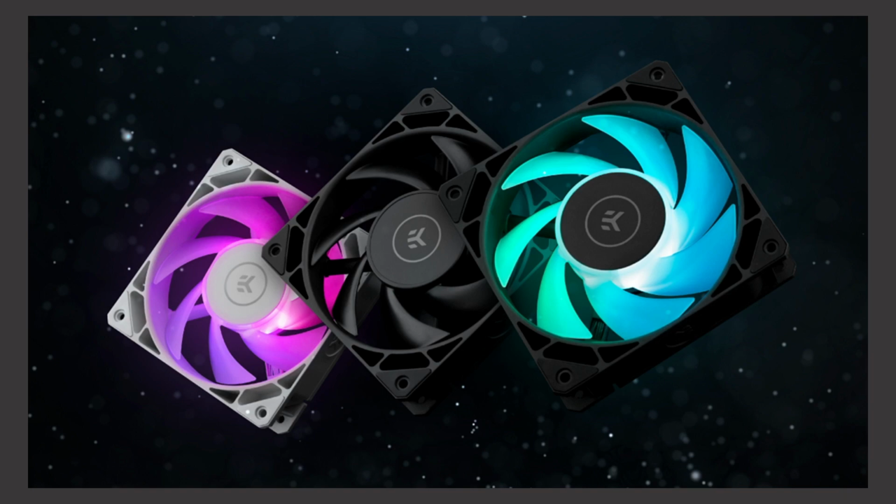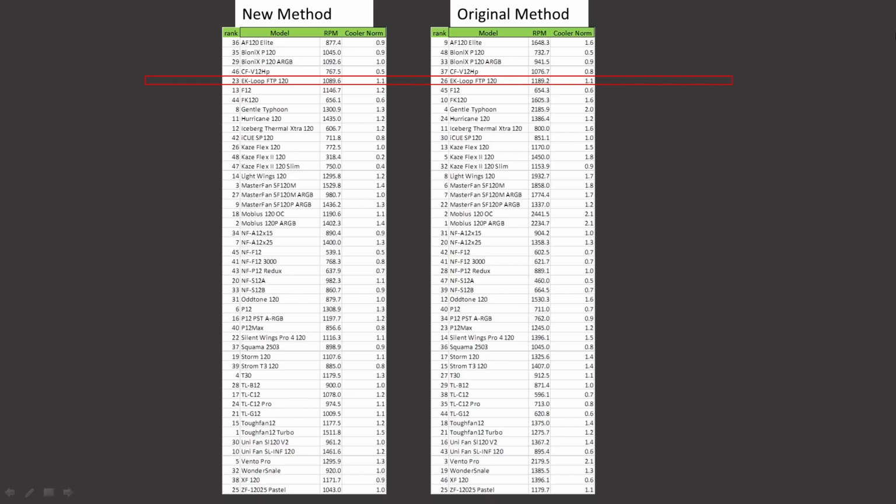All right, let's get into the new tests. So we're going to be comparing the original testing methodology versus the new testing methodology. All the rows are in alphabetical order, so the rankings are highlighted or circled. The fan in question is circled. This is actually all 120 millimeter fans that I've tested thus far.